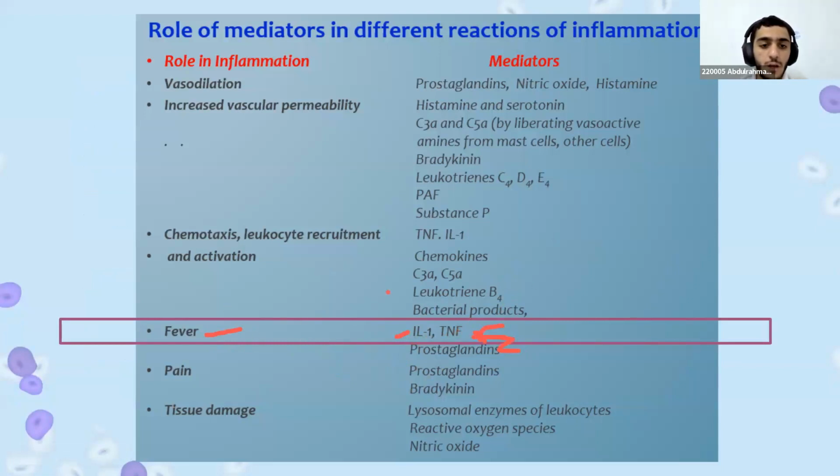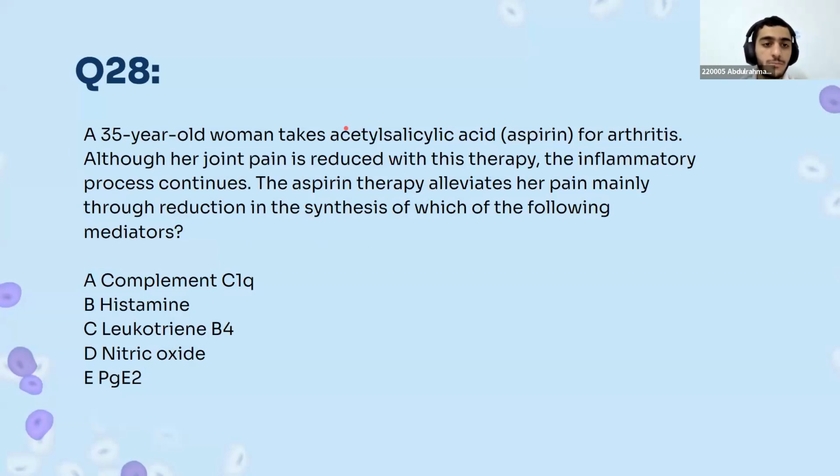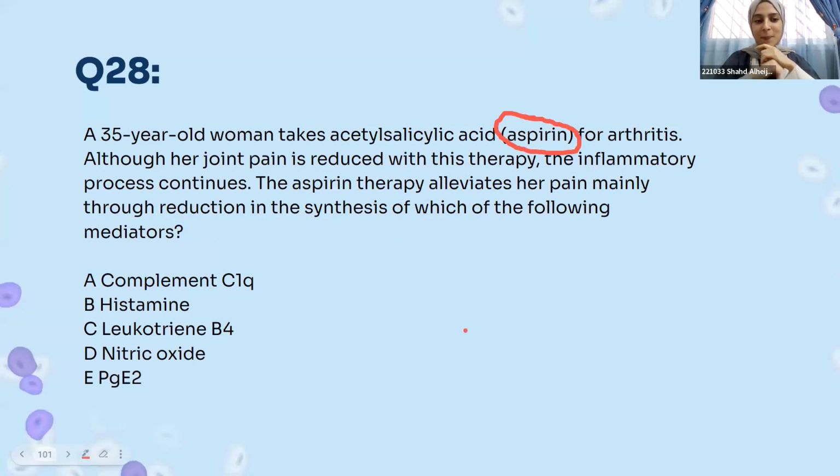Okay. So let's go to the next question. I think we only have 3 questions left, so almost done. A 35-year-old woman takes acetylsalicylic acid, which is aspirin, for arthritis. Although her joint pain is reduced with this therapy, the inflammatory process continues. Aspirin therapy alleviates her pain mainly through reduction in the synthesis of which of the following mediators?